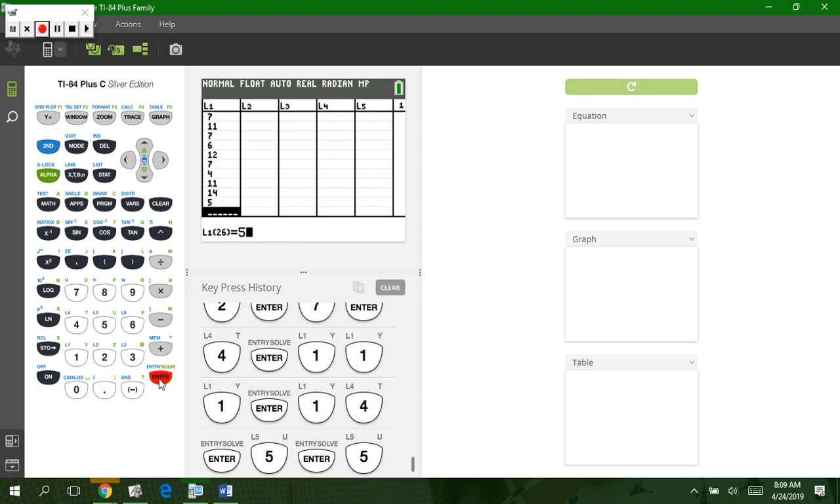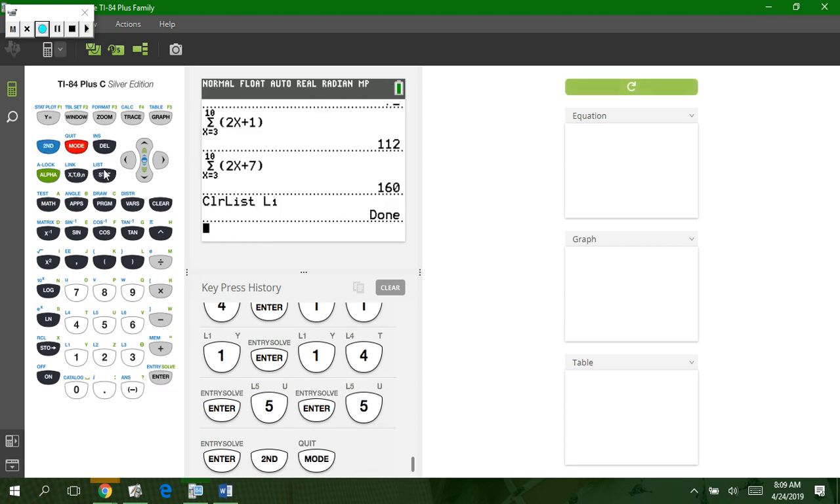Okay, so we have 26 numbers. So once again, that means we're not going to have a direct middle, are we? But notice now what I can do. I'm going to get out of here and go second quit. Watch what I can do.